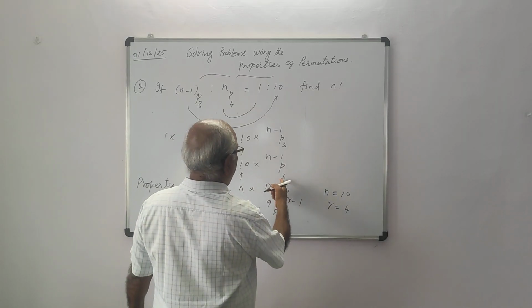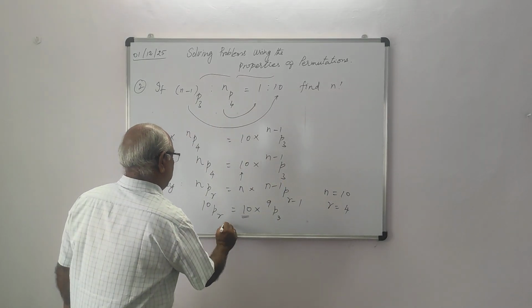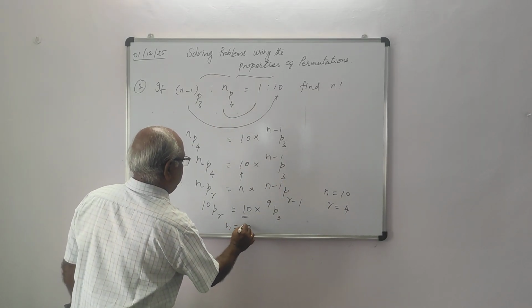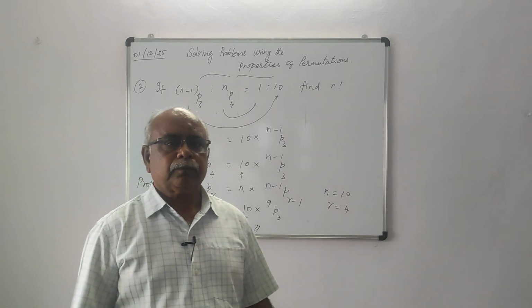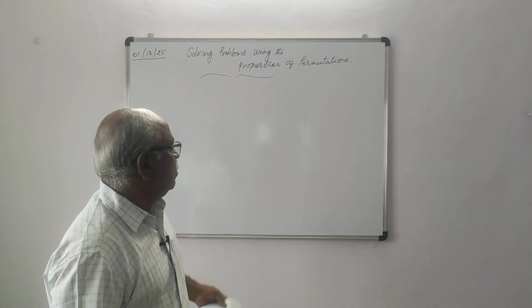r minus 1 is 4 minus 1, 3. So from this we get n is 10. That's all about the problem. Okay. Next problem.